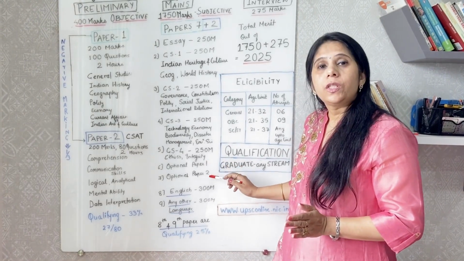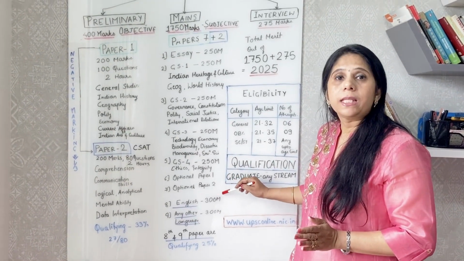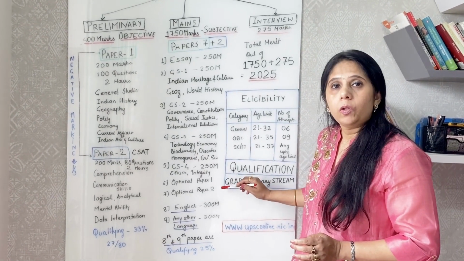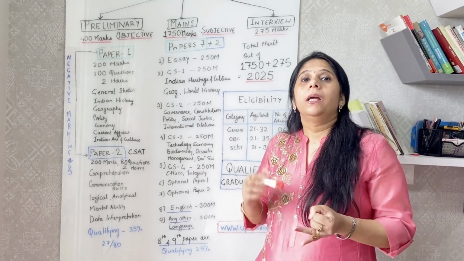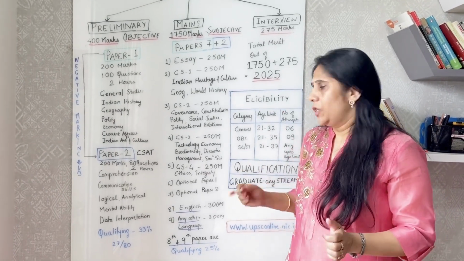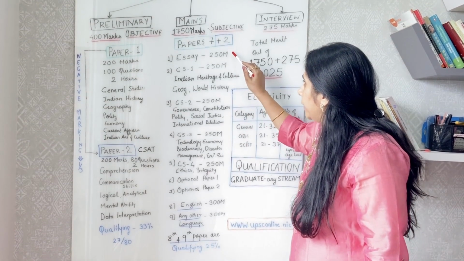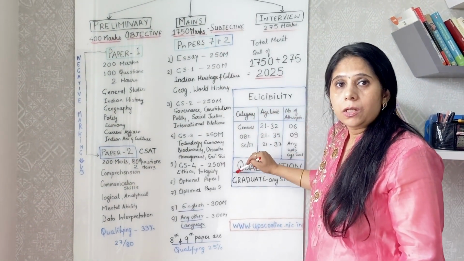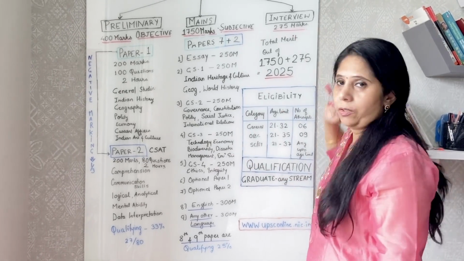So maybe students with a science background do not have geography as a paper for the graduation course, yet they can choose it from the options. So there are varied options like animal husbandry, agriculture, geography, electrical engineering, mechanical engineering, and many more. So all this together totals 1750. These are the ones which are going to decide your merit for the interviews.